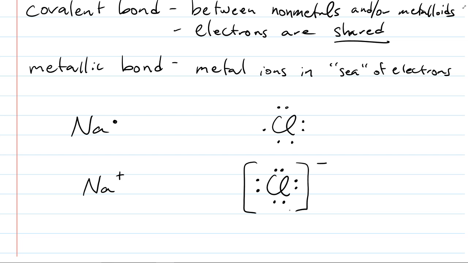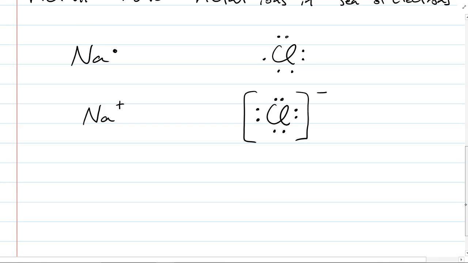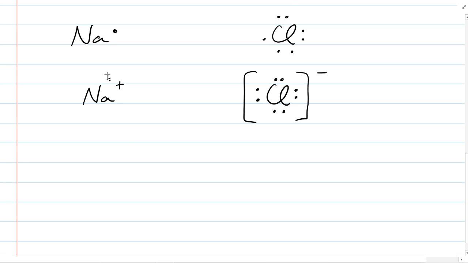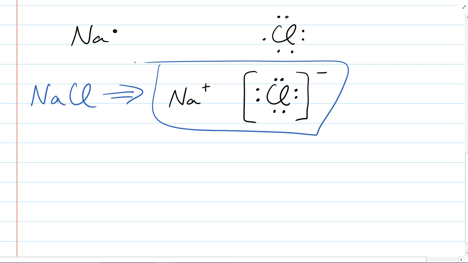All right, so if we then wanted to write a Lewis diagram for sodium chloride, it would be quite simple. All we'd do here is something like this, and we'd say that this here represents that Lewis symbol for sodium chloride right here. So the one sodium ion and the one chloride ion.